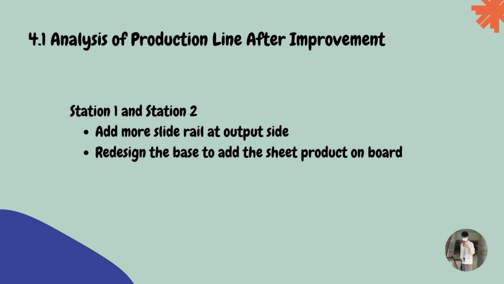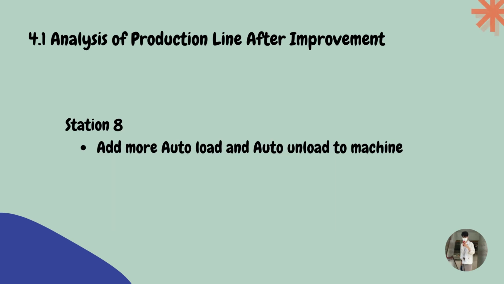At station 1 and station 2, we added more slide rail at the output side and redesigned the base to add the sheet product on board. And then we combined these stations together to reduce the process used in work. And at station 8, we added more auto load and auto unload to the machine to reduce the time used in work too.